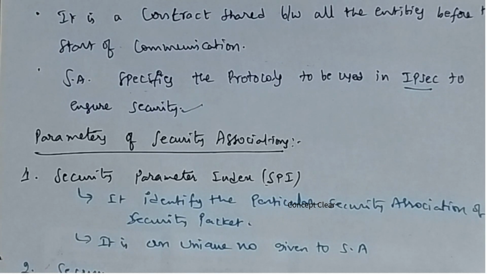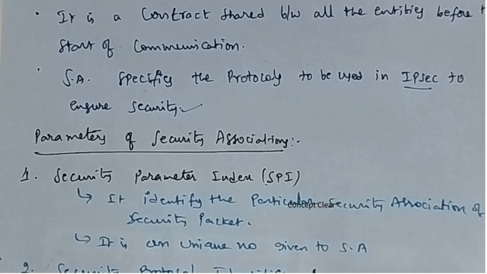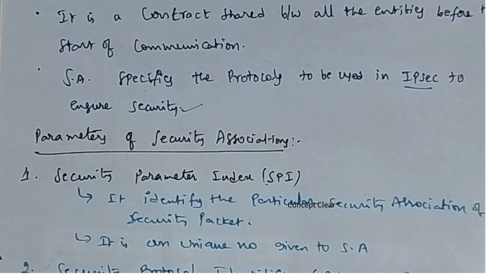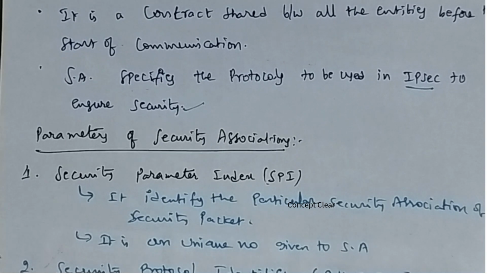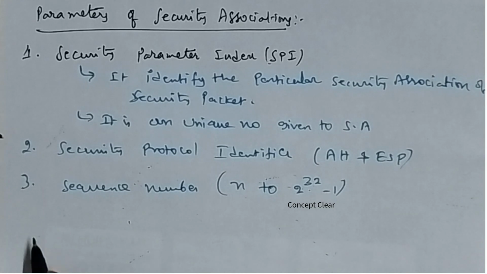Okay, the second parameter is the security protocol identifier. The security protocol identifier will have authentication header and ESP. This is the second parameter, and the third one is sequence number. The sequence number is also one of the parameters. The sequence number range is 0 to 2 power 32 minus 1. This is the range of sequence number we have to use.